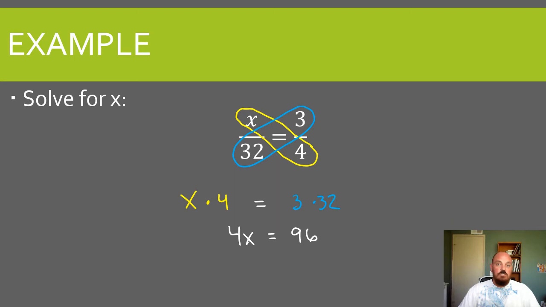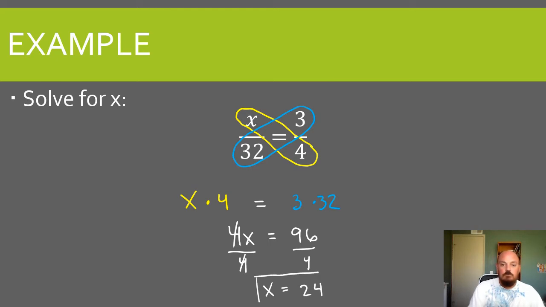Now to finish solving, it's just a one-step equation. I'm just going to isolate x. So I have 4x, or 4 times x. I'm going to divide by 4 to cancel it. So we solved for x, we isolated x. My answer is 96 divided by 4, which ends up being 24. So the final answer there is x equals 24.